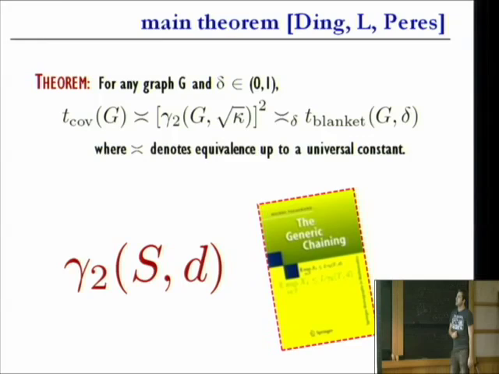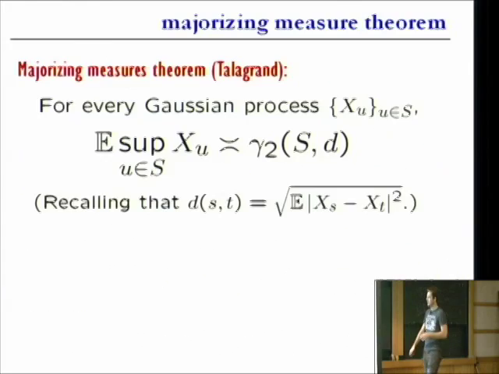And okay, so now let me remind you of our main theorem. Basically, we say that you can also use it to control cover times of graphs. So the cover time of a graph, again, is proportional to the gamma 2 value of the metric space, which is the square root of the commute time on the graph, squared. This is his book. And it's called the generic chaining. You can see, I mean, this is the chaining.